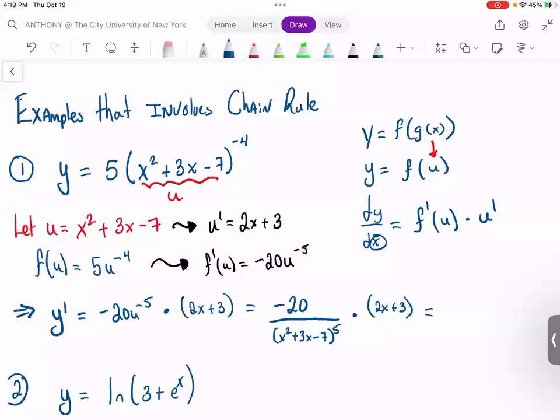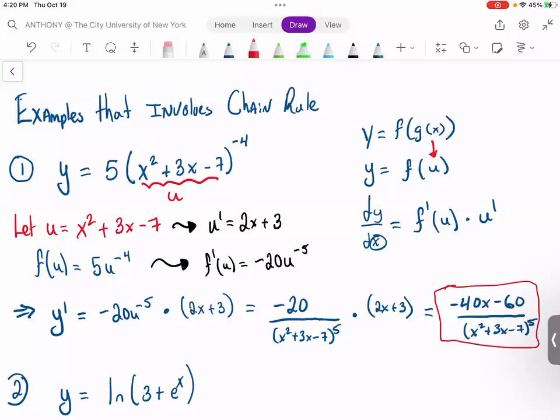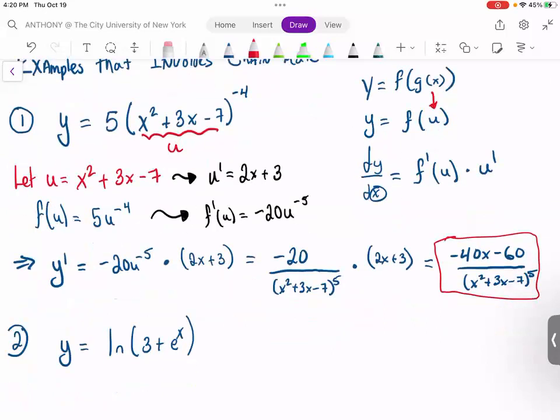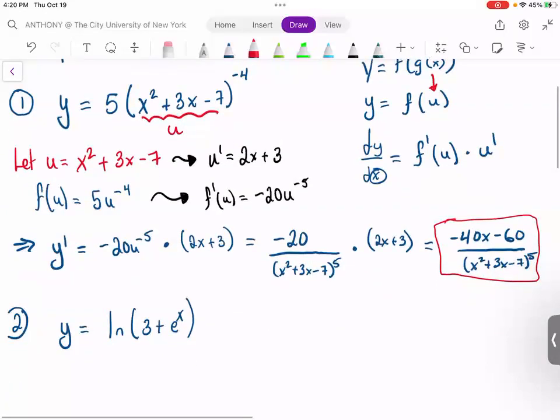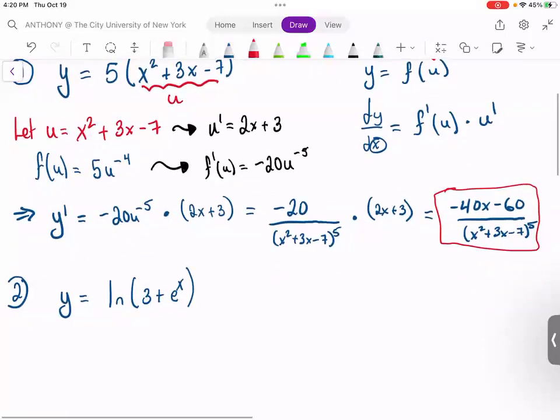Now, if you want to write this as a single fraction, you could just take negative 20, multiply it by 2x plus 3. That will give you negative 40x minus 60, all divided by x squared plus 3x minus 7 raised to the fifth power. That would be your derivative. Okay. So that is my first example. Let me just jump straight to example 5. Okay, you'll see why in a moment.